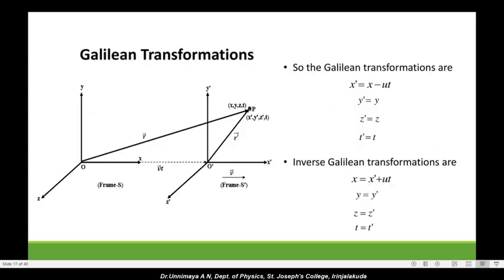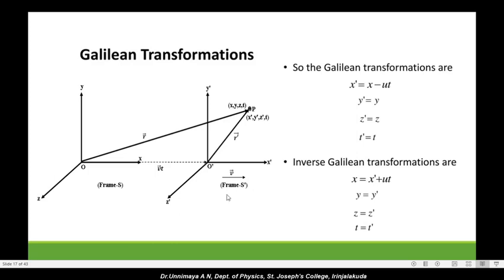In the previous class we have already discussed the Galilean transformation equations for the coordinates, velocity and acceleration, and we found that there is a transformation for the coordinates and velocity, but acceleration is invariant under Galilean transformation.